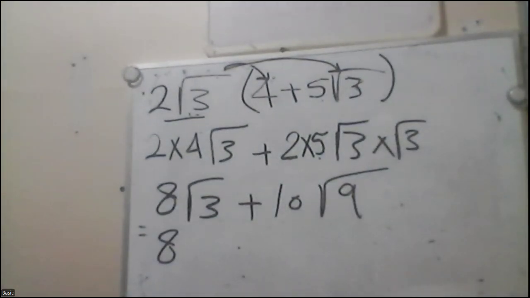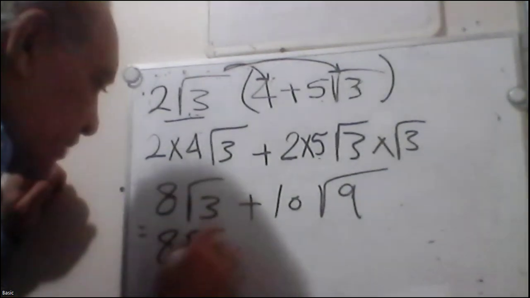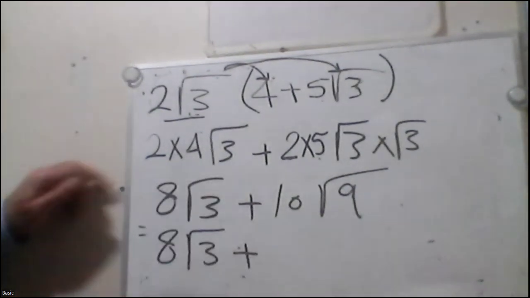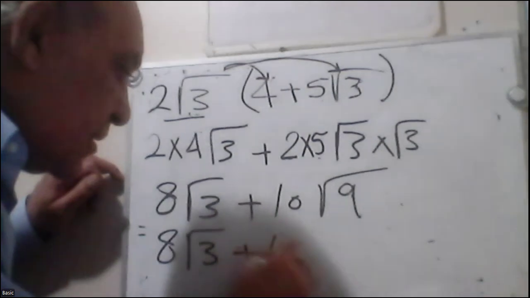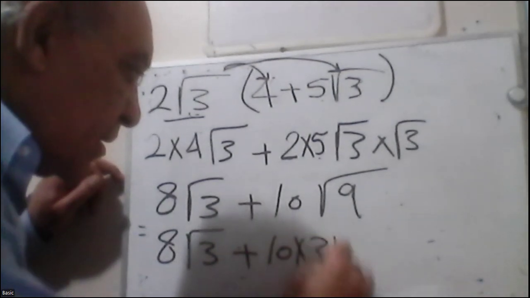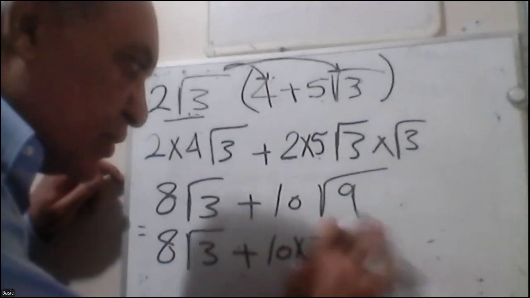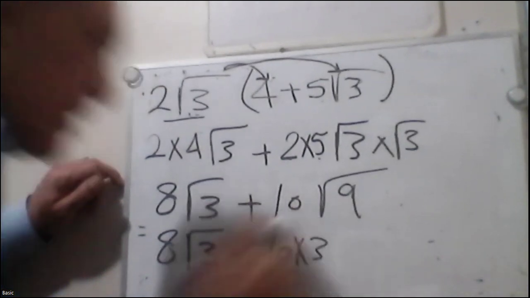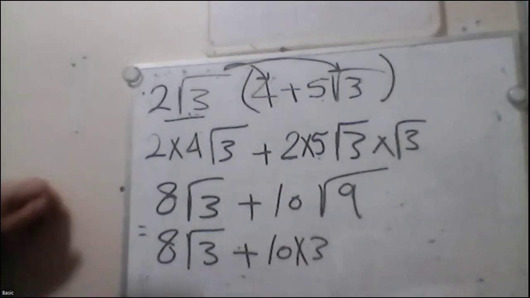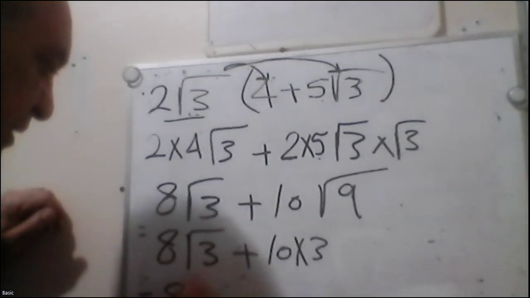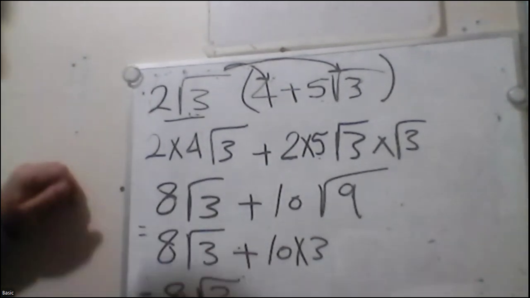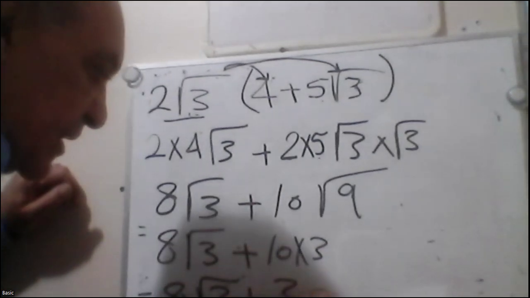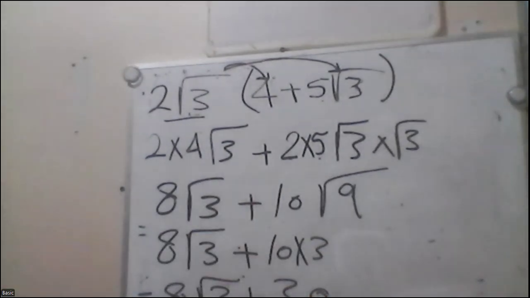Here we go. 8 root 3 plus 10 multiplied by root 9. There is no root now, because the root of 9 is 3. So there is no root. So that will equal 8 root 3 plus 30. And this is the end of the example.